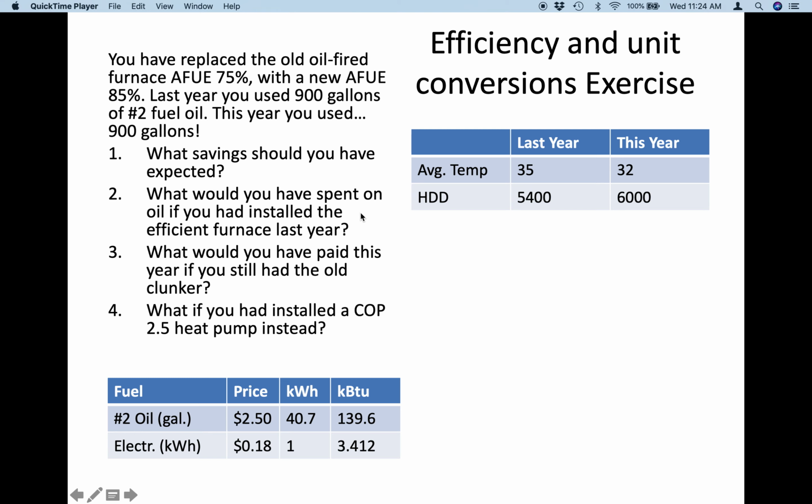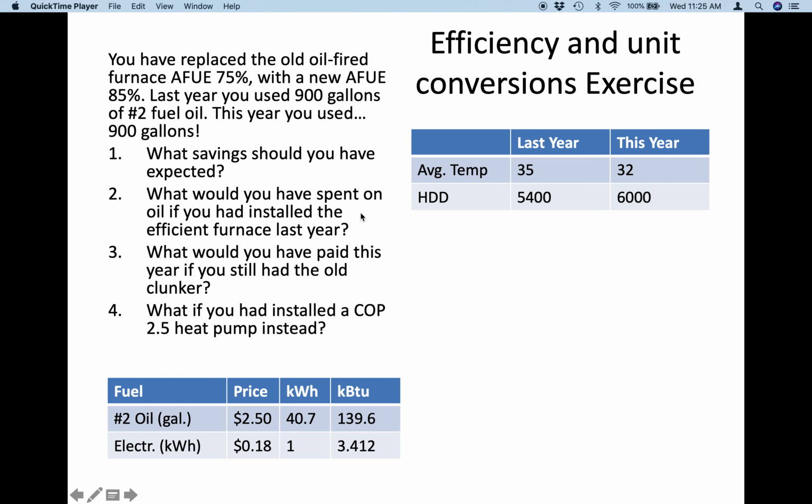Two, what would you have expected to have spent on the oil if you'd installed an efficient furnace last year? What would you have paid this year if you still had the old 75% efficient clunker? And what would you have had if you had installed a heat pump with a coefficient of performance of 2.5, or 250% efficient?